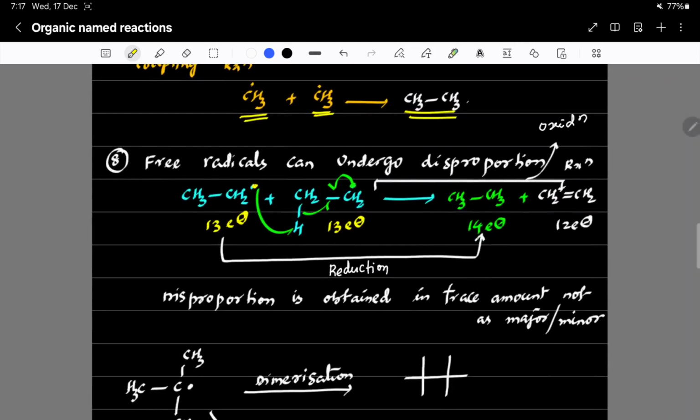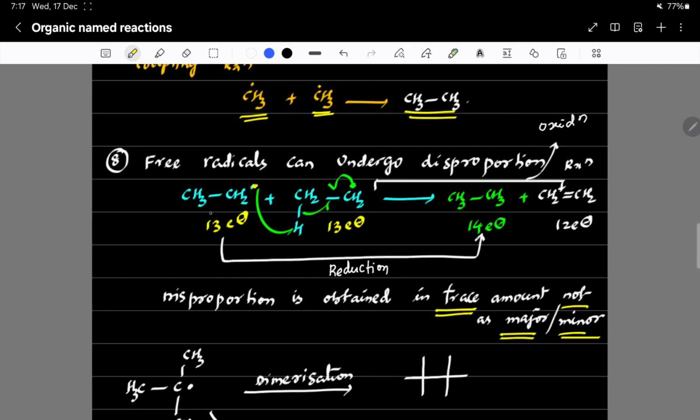Free radicals can undergo disproportionation reactions. Disproportionation means the same compound undergoes oxidation and the same compound undergoes reduction, students. In this particular case it undergoes disproportionation, but generally we observe it not as a major or a minor product, only as a trace amount. So disproportionation is observed only in trace amounts.